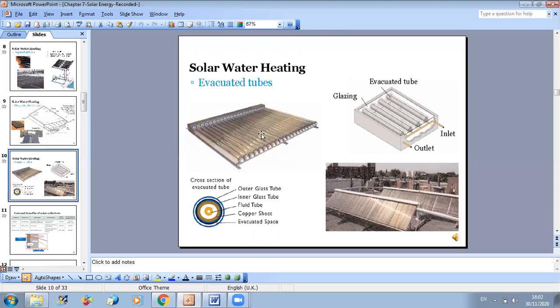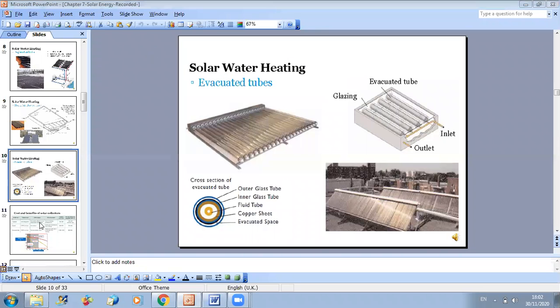Now, the third type, which is the most efficient one, is the evacuated tubes. This is the most efficient design, but it also has a higher cost. As you can see here, you have concentric tubes. The outer one is a glass tube in order to collect the energy from the sun. And you have an inner glass tube, and between them, you create a vacuum space in order to reduce the convective losses. Okay, and you have a fluid tube where we have circulation of the fluid to be heated.